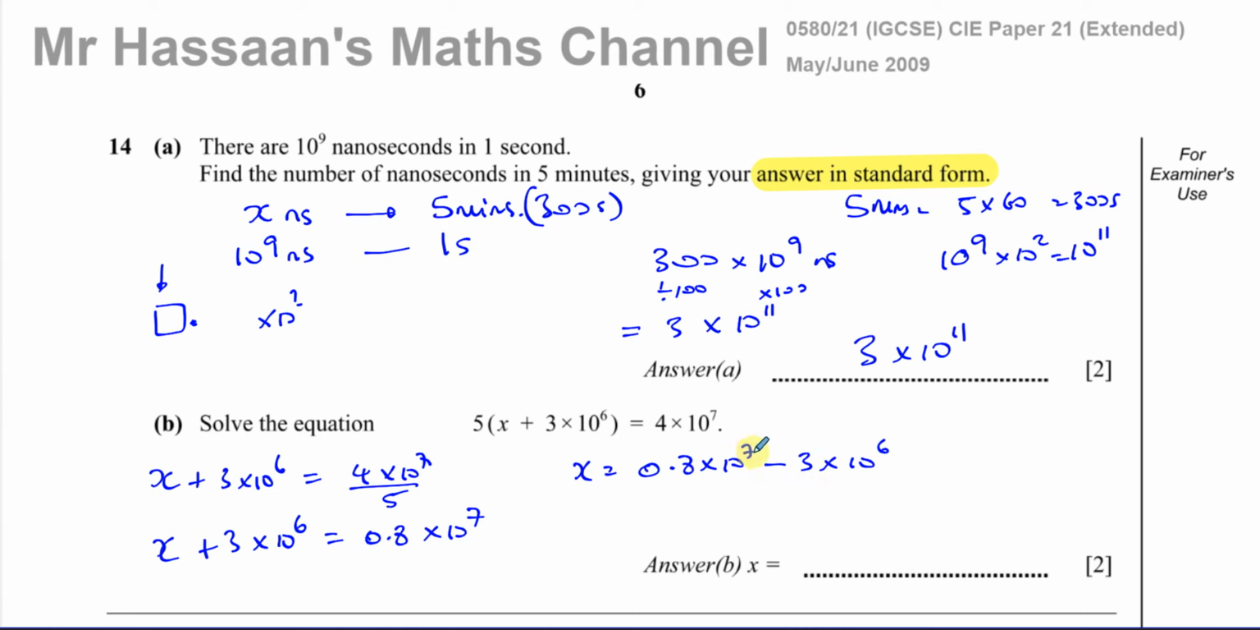And 0.8 times 10 to the power of 7, the decimal point moves over here. Then you'll have 6 zeros after the 8. So the 3 and 8 are actually in the same position, and I can add them together. So I can't just do 0.8 minus 3. I have to make sure that the decimal points are in line with each other.